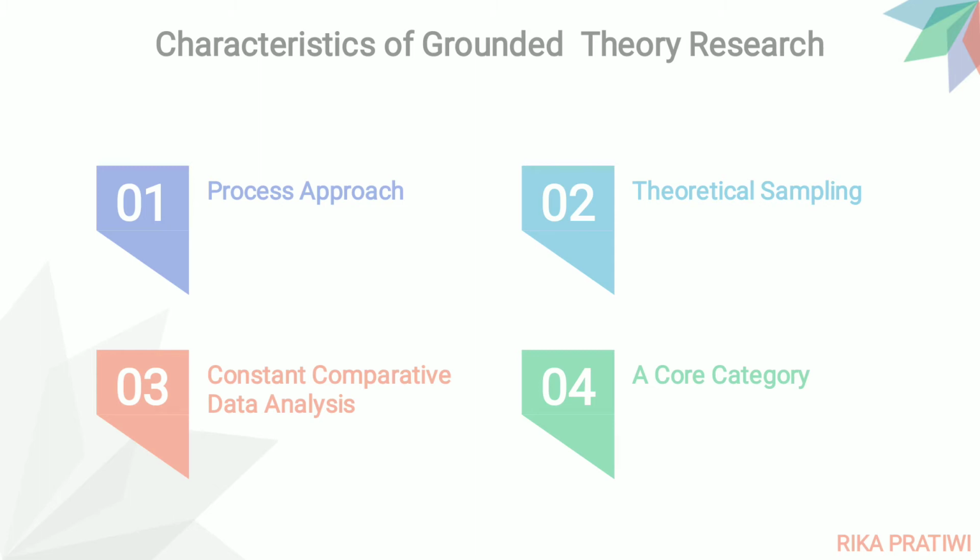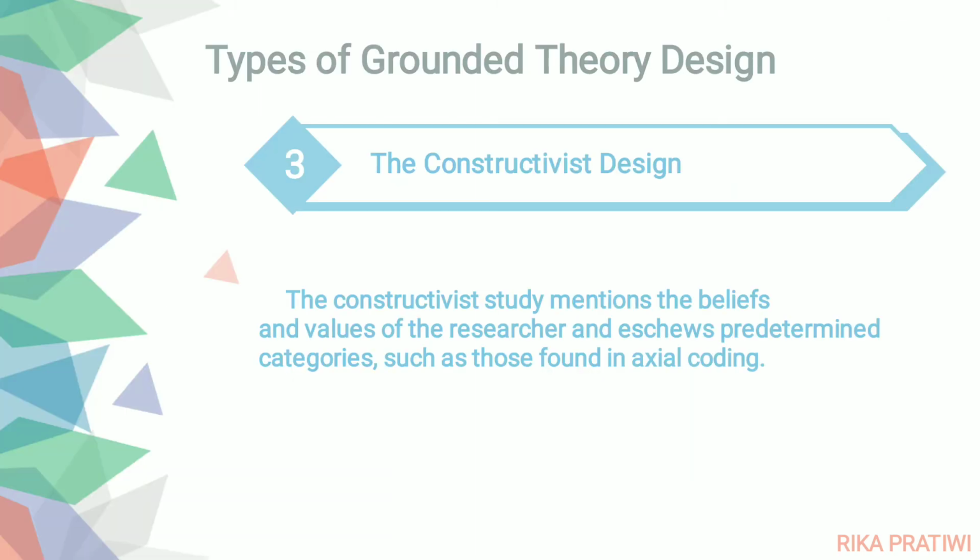So for choosing the design of grounded theory, we need to weigh how strongly we want to emphasize procedures, use predetermined categories in analysis, position ourselves as a researcher, and decide how to end the study, whether with tentative questions or specific hypotheses.